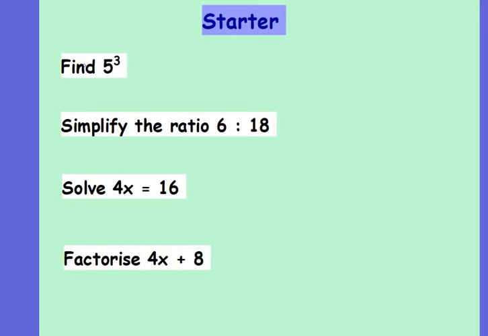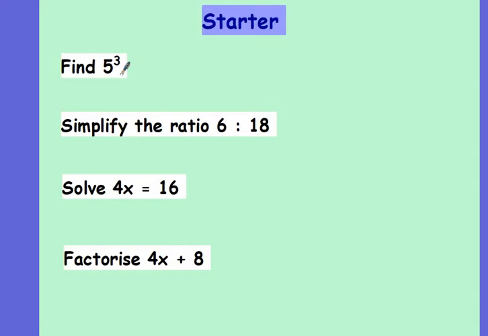The first question I'm asking you is, can you find 5 to the power 3, so 5 cubed? Can you then simplify the ratio 6 to 18? Can you solve the equation 4x equals 16? And can you have a go at factorising 4x plus 8? Factorise just means put it into brackets. Pause the video and have a go at these questions in your light blue books now, please.